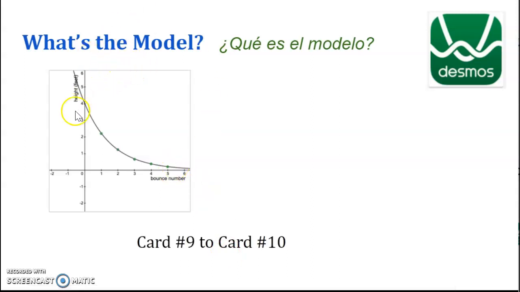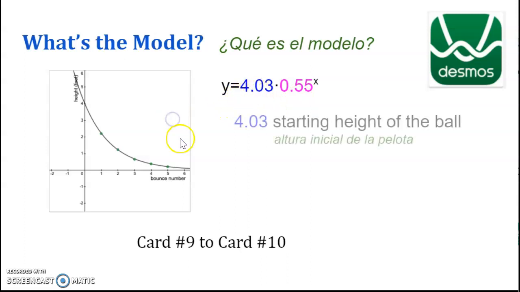So what's the model? When you have a graph and you are able to write an equation, if you get the equation to be y is equal to 4.03 multiplied by 0.55 to the power of x, what does this 4.03 represent? What does the 0.55 represent? Well, 4.03 is the starting height of the ball. I made the graph go through that point. It was 4.03, and that's how high the ball was dropped from.